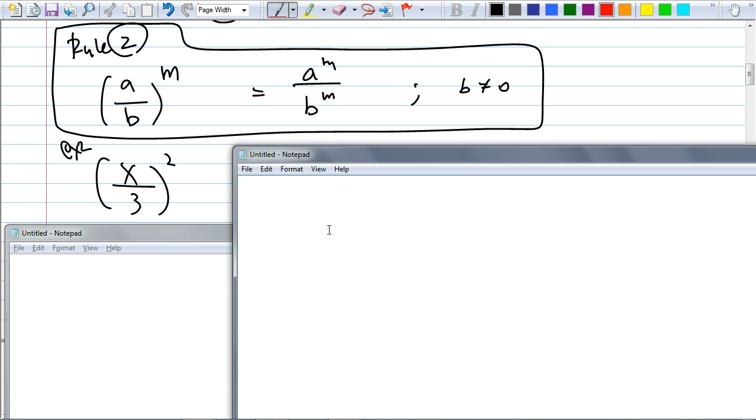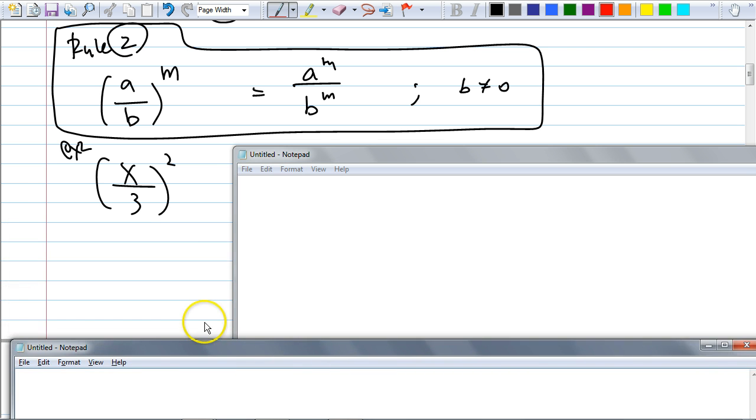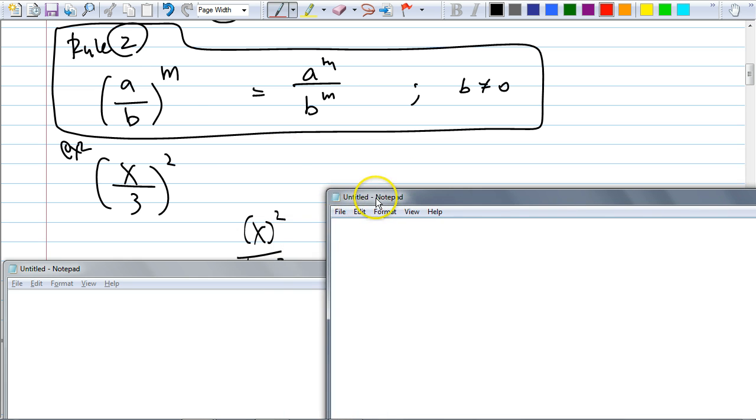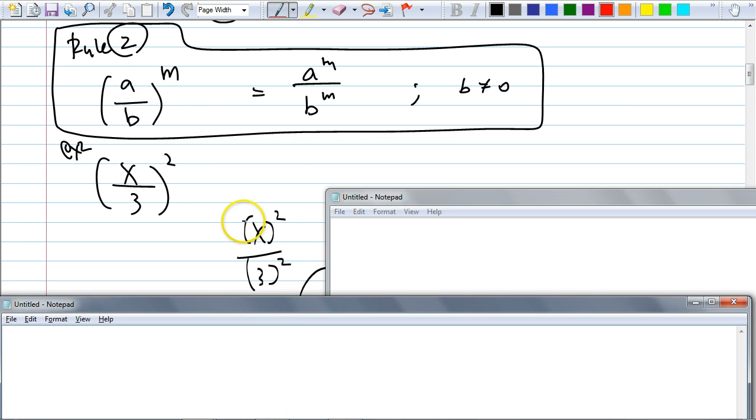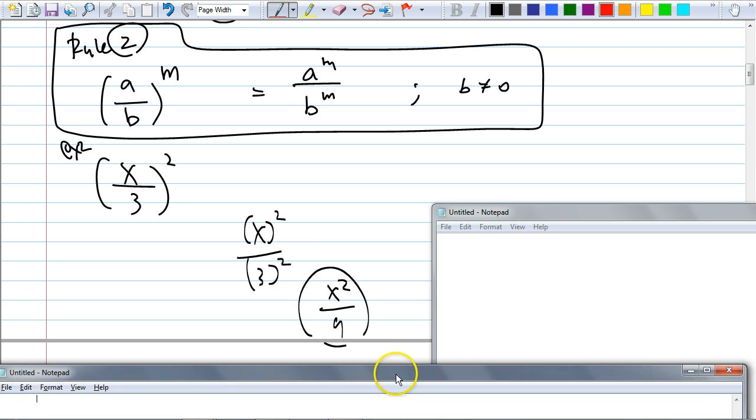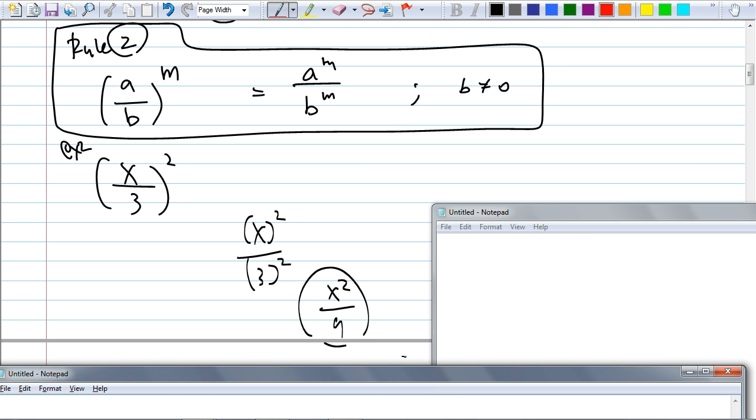You have x over 3, the whole thing to the second power. This is very straightforward. So what is going to be multiplied twice on the numerator? x times x, and then on the bottom 3 times 3. So do you think it's a good idea to use parentheses and use that rule 2? Because you know that x is going to be multiplied twice, and 3 is going to be multiplied twice. 3 times 3, x times x. So what's the answer, Camilla? x squared over 9. Very simple. This is very straightforward.